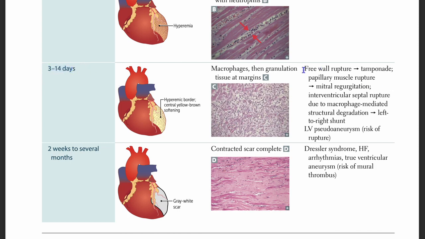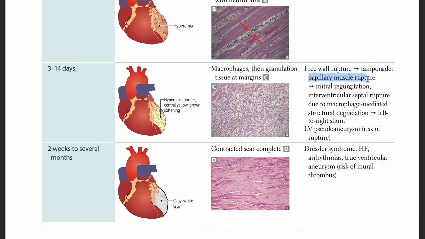So since it's soft and stuff, how are you going to remember this? So macrophages come in. That you gotta remember, free wall rupture is during this period of time. It can cause tamponade. That's just fluid in the spaces between the layers of the heart, the pericardial space.